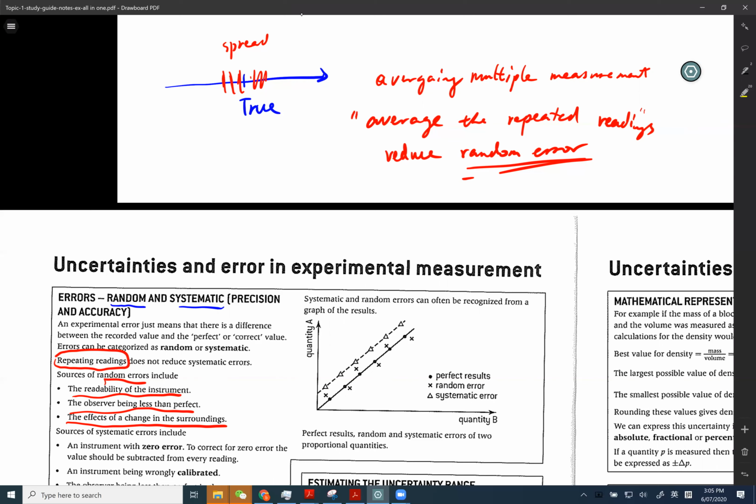Yeah, you measure the time taken for 10 oscillations and you divide by 10. Or you try to measure how thick is one piece of paper? You measure 100 pieces of paper. So you average. That's a way to reduce the random error. Systematic error.